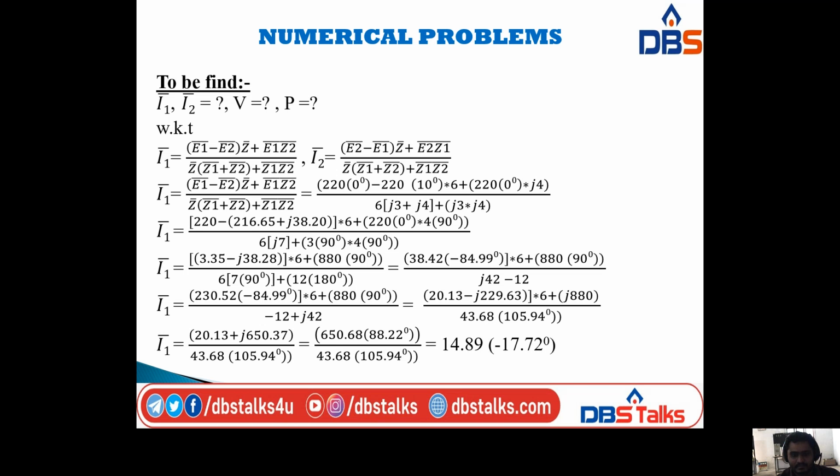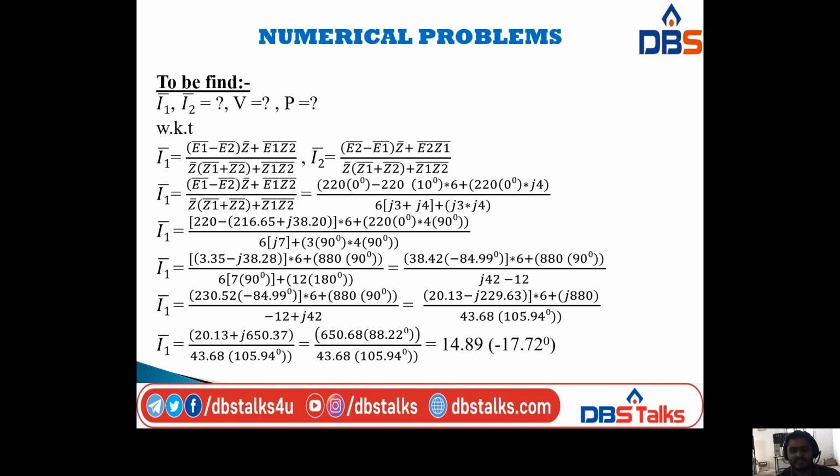Okay. And next I am taking the rectangular form of this one, that is 230.52 at an angle of minus 84.99. We have 20.13 minus J229.60, that is the rectangular form of this one, plus J. So 880 at an angle of 90 means we will write it as J880 in the rectangular form, J880 divided by.